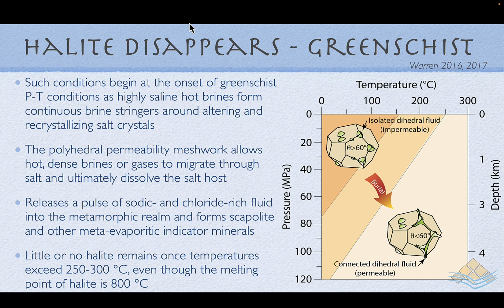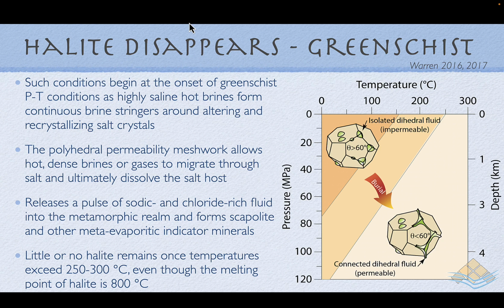That's even though the melting point of halite is 800 degrees. This polyhedral-dihedral transition drives the disappearance of halite at temperatures of less than 300 degrees centigrade. If you want to read more on this, I suggest you go to my book, which accompanies this course, and have a look at the chapter on meta-evaporites, where I discuss this transformation process in more detail.